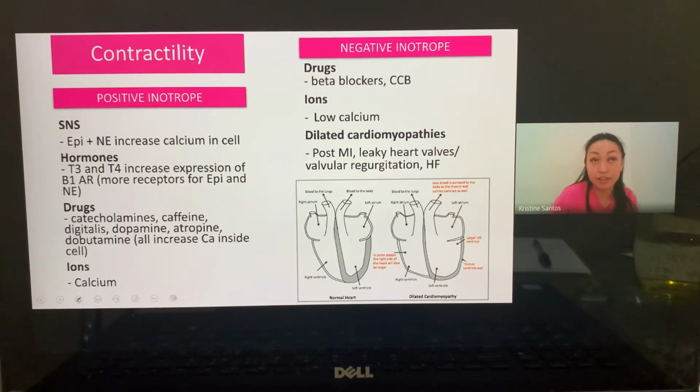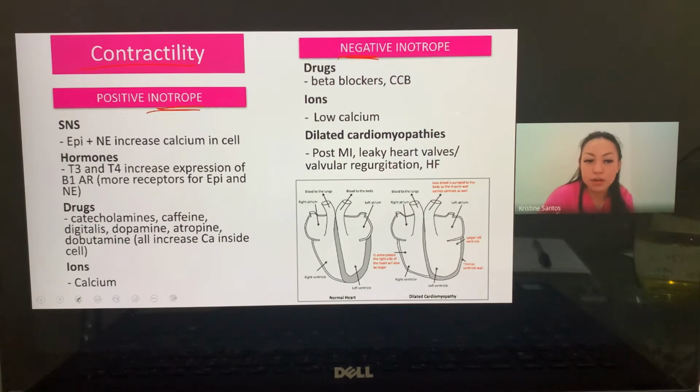Okay. The next factor that affects stroke volume is contractility. This is very easy. We have agents that can affect the contractility of the heart. We call these positive inotropes and negative inotropes. An inotrope is just something that can affect the contractility of the myocardium. Positive inotropes basically make the myocardium more contractile, so they increase the force of contraction. On the other hand, negative inotropes are agents that decrease the force of contraction.